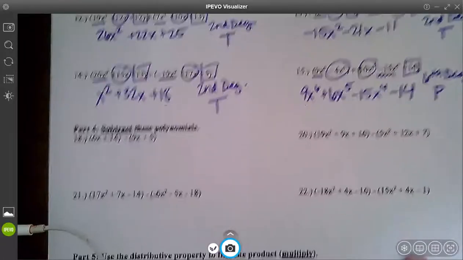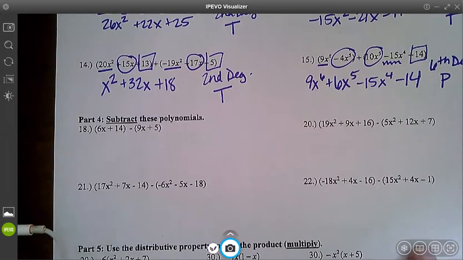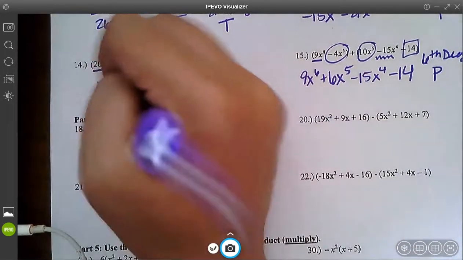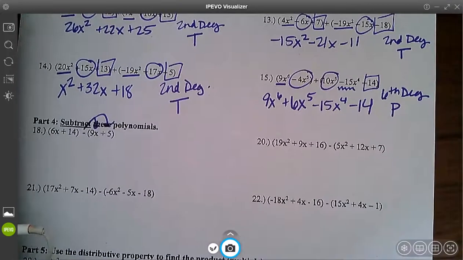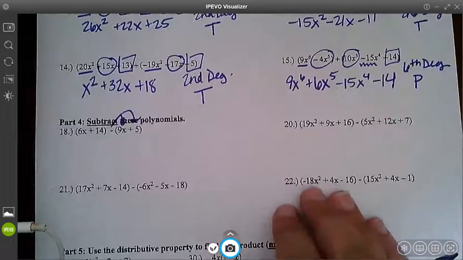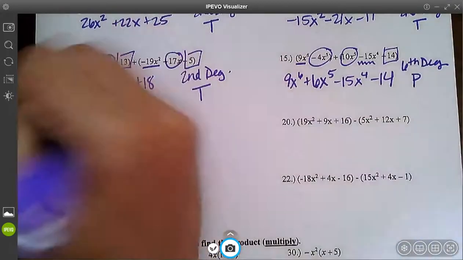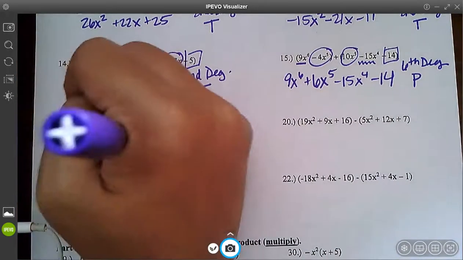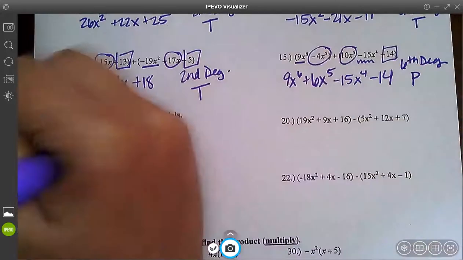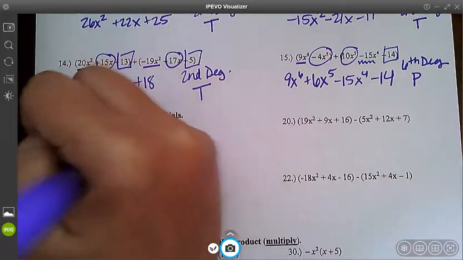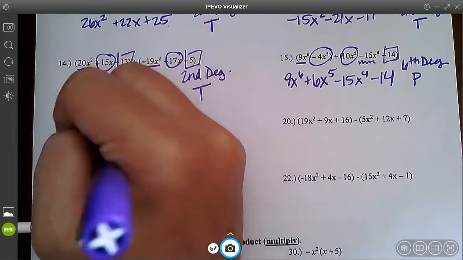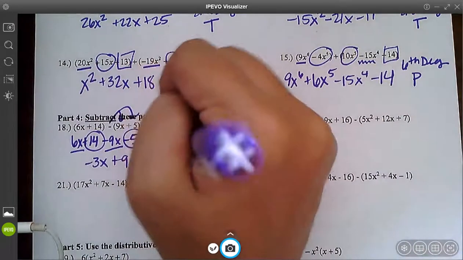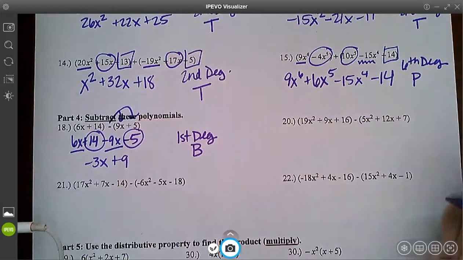Subtraction, the only difference in addition and subtraction is the subtraction. You have to distribute the negative. So I'm going to distribute my negative in the parentheses that are behind my subtraction there. So I have 6x plus 14 minus 9x minus 5. Combine my like terms. So I have negative 3x and then 14 minus 5 is 9. This is a first degree binomial.